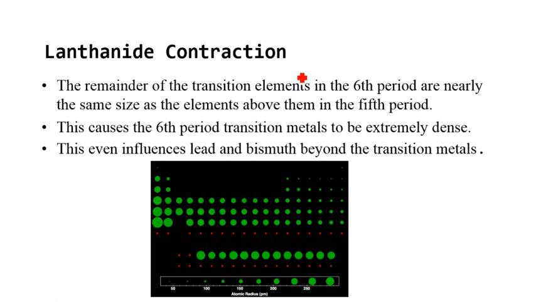The remainder of transition elements in the 6th period are nearly the same size as the elements above them in the 5th period. This causes 6th period transition metals to be extremely dense. This even influences lead and bismuth beyond transition metals, and lead and bismuth are down here.